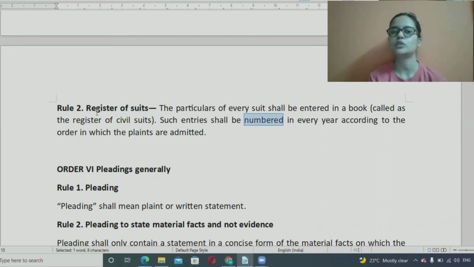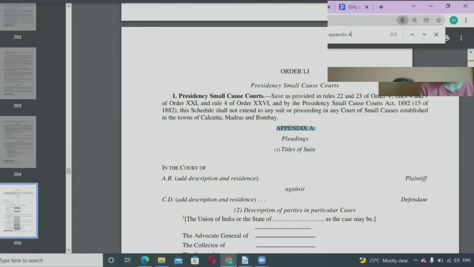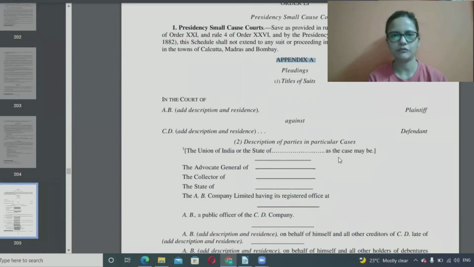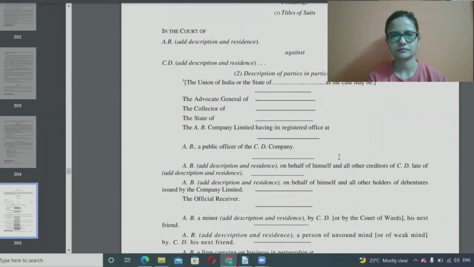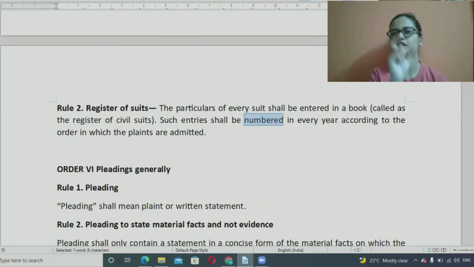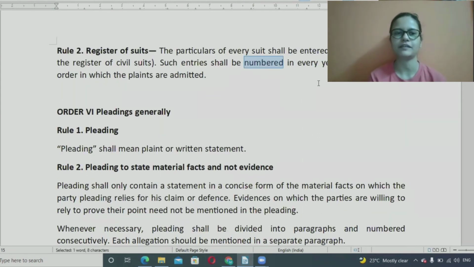So this is nothing but Rule 2, register of suits. Every suit shall be entered in a book, which is called the Register of Civil Suits, and entries will accordingly be made, numbers will be given over there. See, there is this appendix, right? Appendices are nothing but providing for certain formats. Usually they will leave a space blank when it is typed, and then the court will add some number in a handwritten format. That is nothing but they have registered the suit. They have given a number to it.